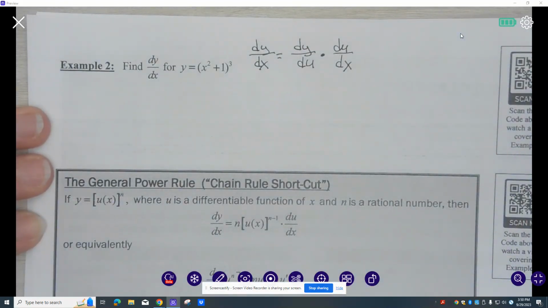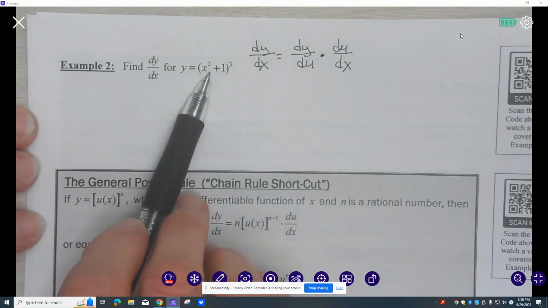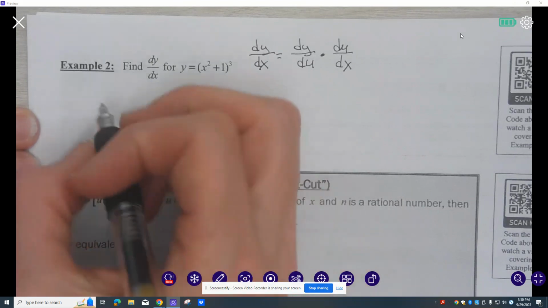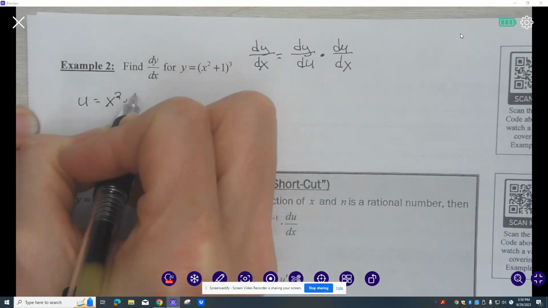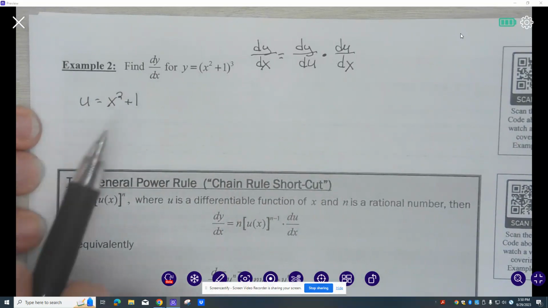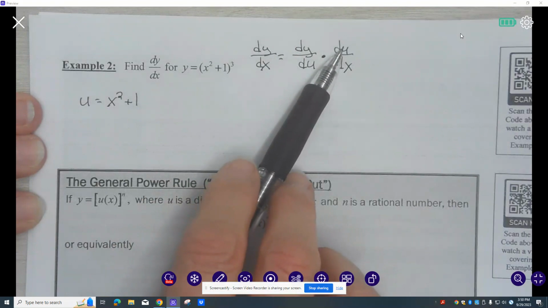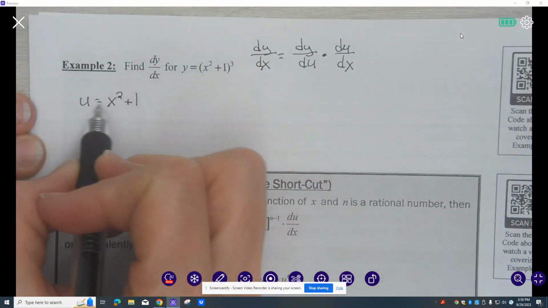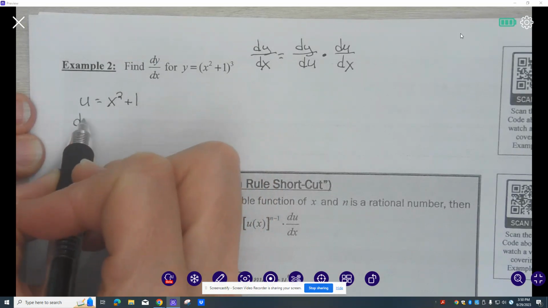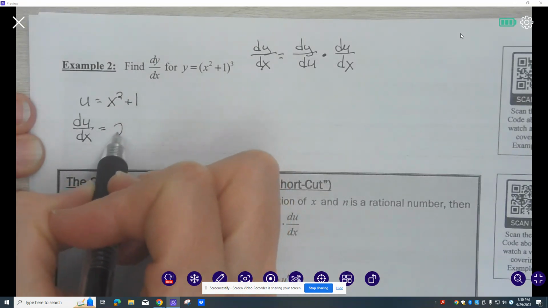So let's find the inside first. It looks like this is on the inside. So call that u. So u equals x squared plus 1. We want to find the derivative of u with respect to x. So du dx is going to equal 2x.